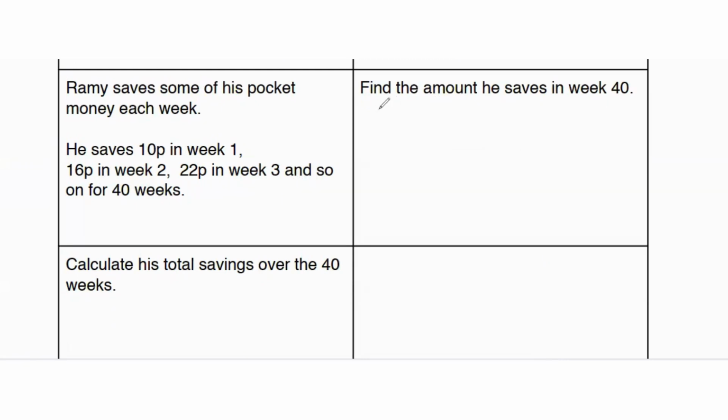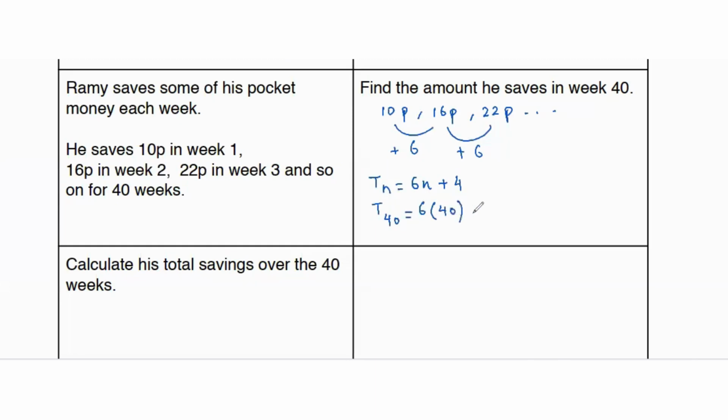So if you look at the sequence, 10 pence, then we have 16 pence, then we have 22 pence, and so on. So there's a difference of plus 6 between each. So let's make the equation first for the nth term. The nth term is going to be 6n plus 4. Why? Because 6 times 1 is 6, and 6 plus 4 will give us 10. So for T40, that's going to be 6 times 40 plus 4, which is 240 plus 4, and that is 244 pence.